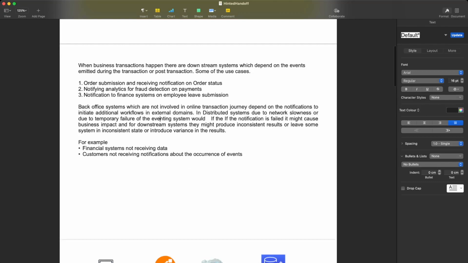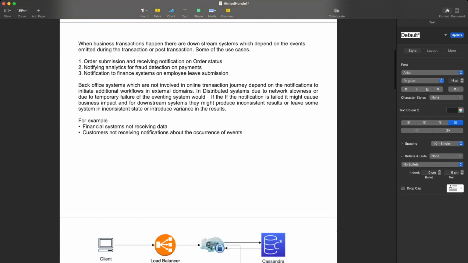Since I have explained the problem statement in an elaborate way, what problems will we face when the downstream systems or other interested systems are not notified? It might result in financial losses. If we are not detecting a fraudulent transaction, it would result in a financial loss to the customer, or even to the producer, or the service provider. Customers not receiving notifications on time would bring down customer satisfaction, and customer trust will come down.